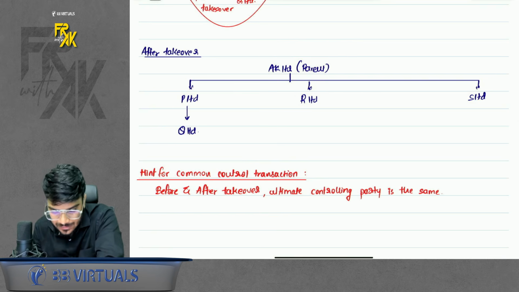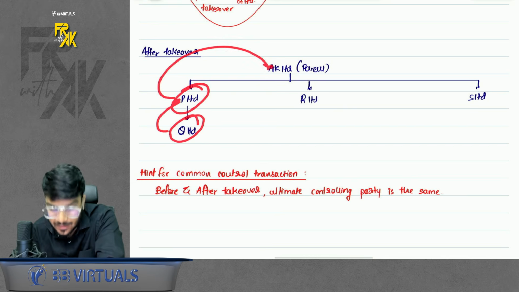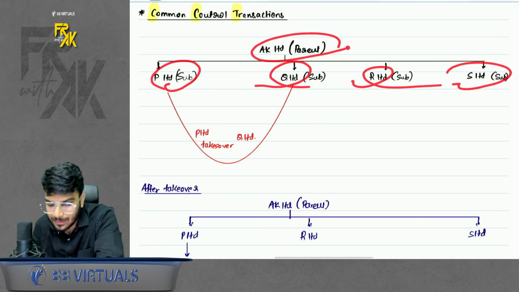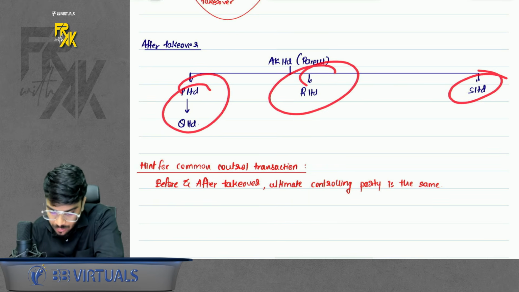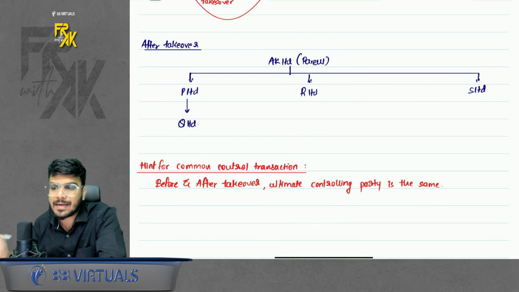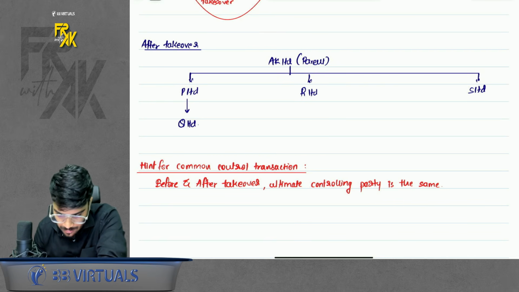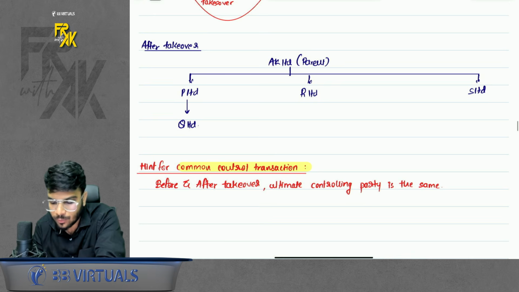But can I say that even after P takes over Q, Q is ultimately being controlled by AK only? Why? Because the parent of Q is P and the parent of P is AK. Even before the takeover, all the four companies were ultimately being controlled by AK, and after the takeover, all four companies are ultimately being controlled by AK only. So this type of transaction is known as a common control transaction. Now, how will we come to know whether it is a common control transaction?